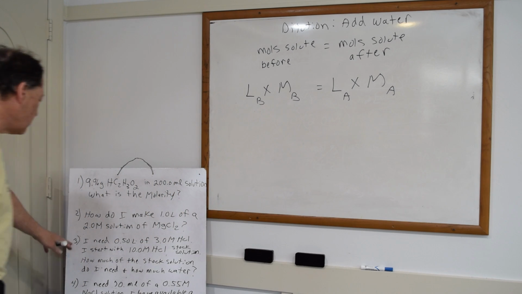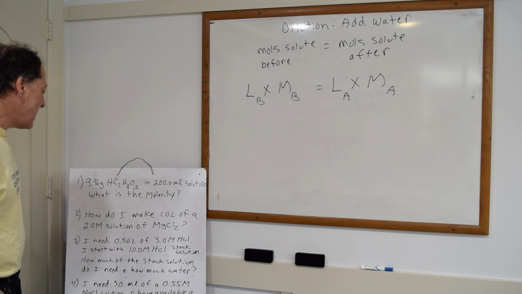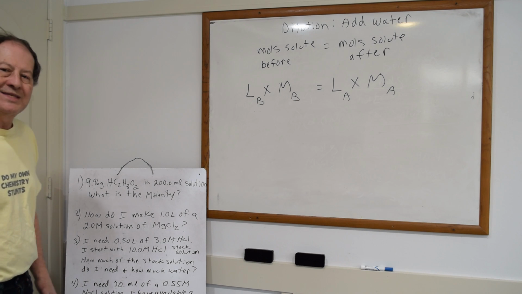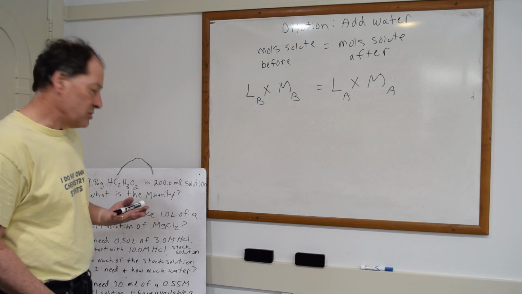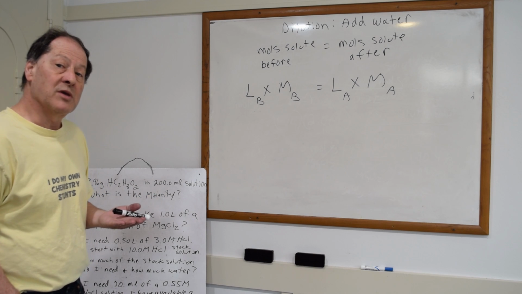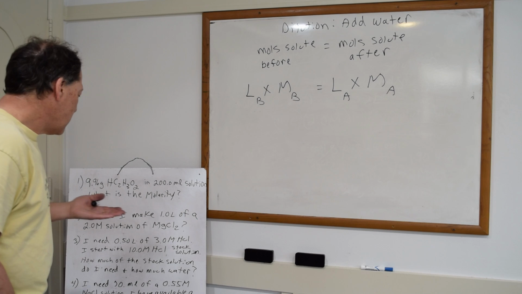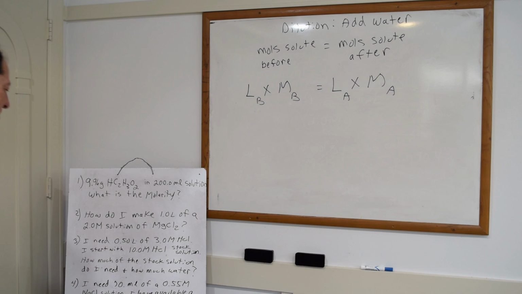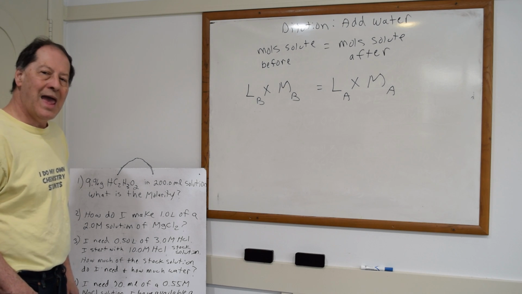So let's look at this third problem. I need 0.5 liters of 3 molar HCl. I start with 10 molar HCl. We're going to call that a stock solution because I have that back in my stock room, a more concentrated solution. And quite often I need to make a more dilute solution of things to prepare labs or demonstrations. So how do I make it from a solution that I already have? I already have a 10 molar solution of hydrochloric acid. How much of that stock solution do I need and how much water should I add?